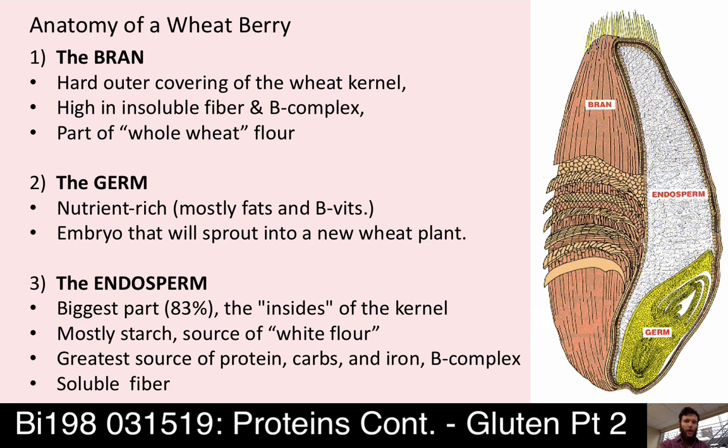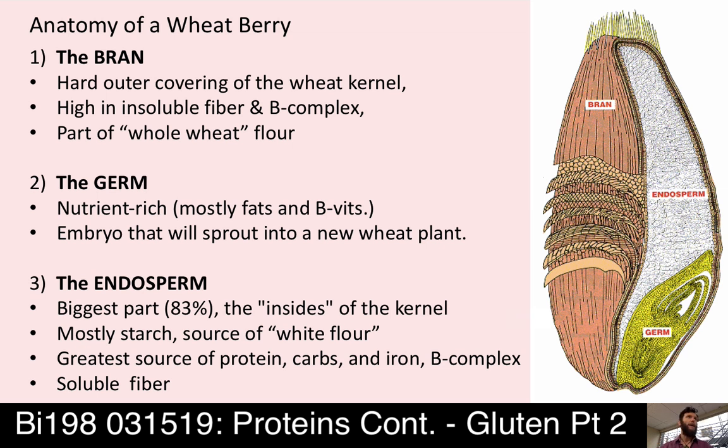So the bran is the outer covering of the wheat kernel. And the most distinct characteristic of the bran is how high in insoluble fiber it is. Insoluble what? Insoluble fiber. We are going to move on to carbohydrates next week. We will definitely talk about carbs on Monday, and we'll come to understand what insoluble fiber means. But it's basically just a complex carbohydrate that does not dissolve in water. You can call it roughage. Your grandma called it roughage.